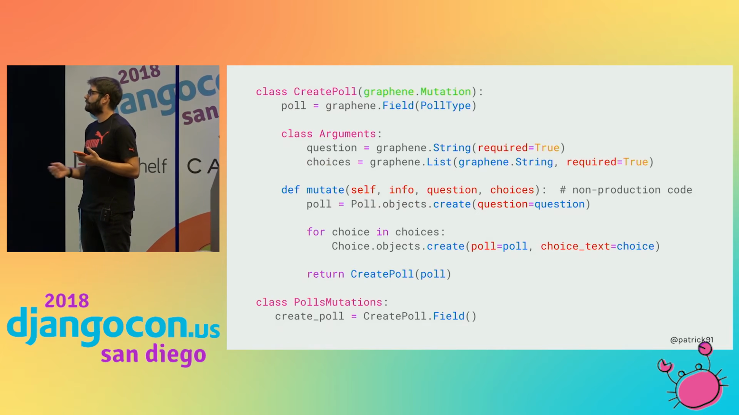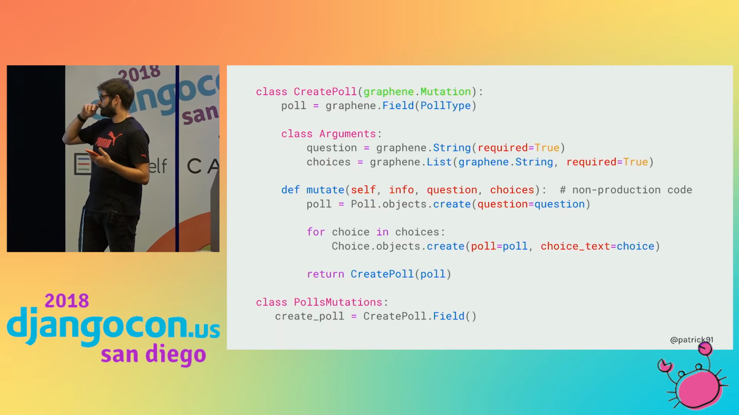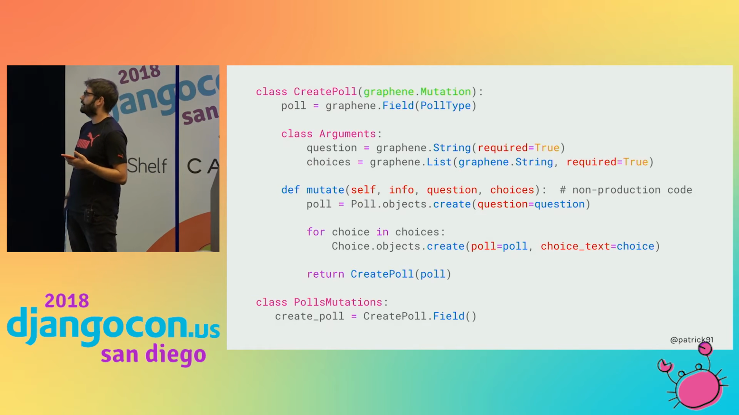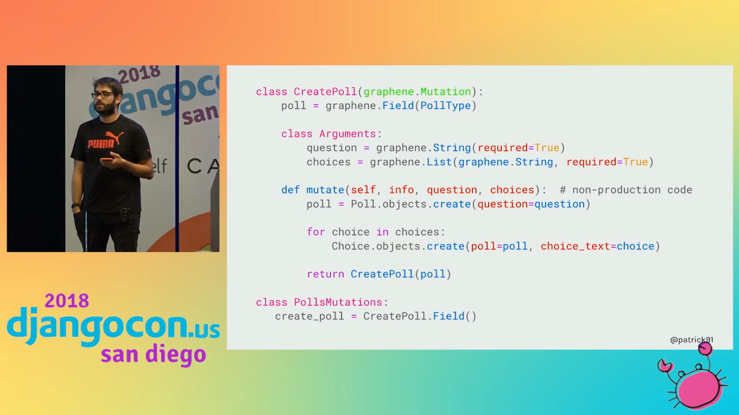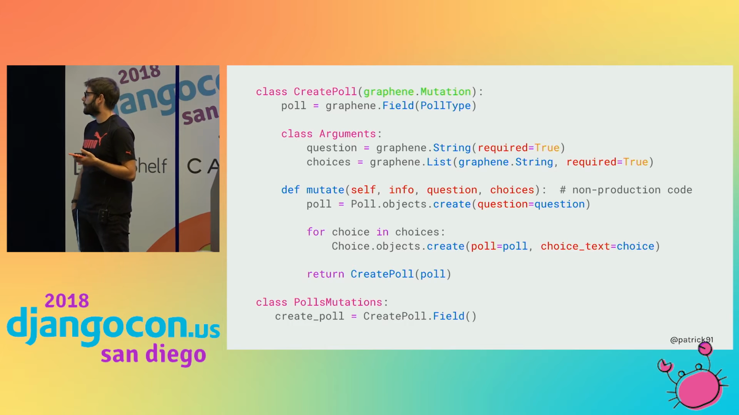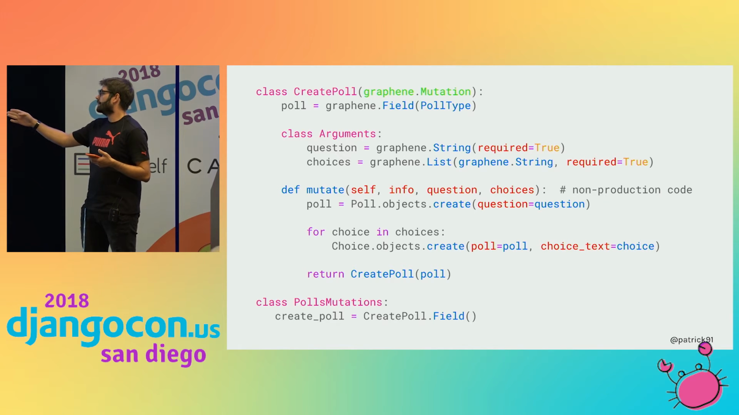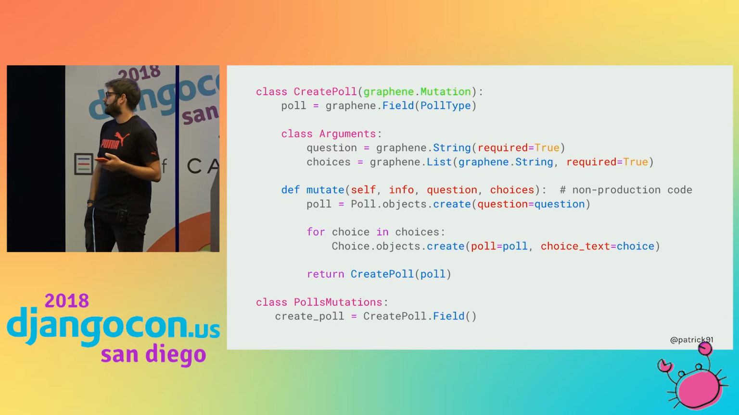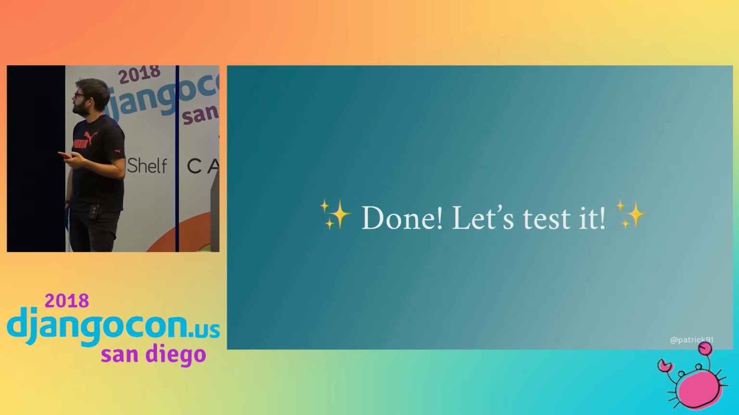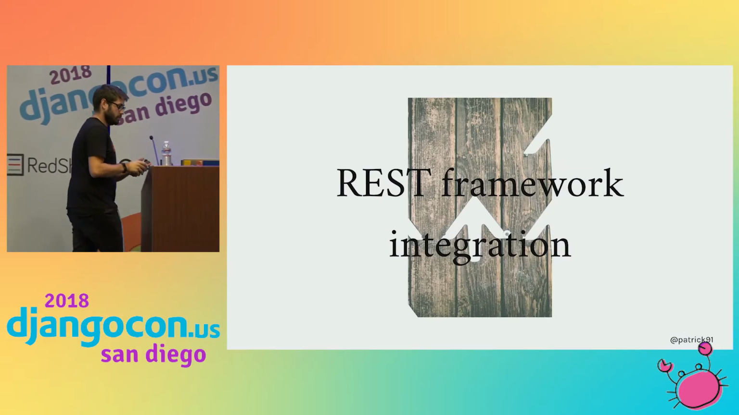We need to extend graphene.Mutation, define the fields that this mutation is returning, and then the list of arguments. And then we need to create a mutate function, which is basically, if you use forms, like the save in a Django form. It gets all the arguments, and then you can create the poll. So let's quickly test it.